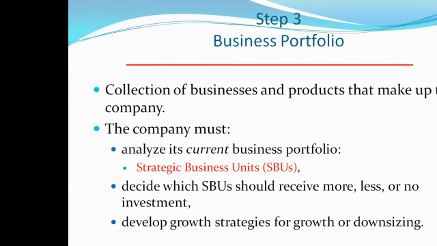First of all, what is a business portfolio? A business portfolio is a collection of businesses and products that make up the company. The company must analyze its current business portfolio. What is a strategic business unit, also called an SBU? Decide which SBUs should receive more, less, or no investment. That's how you do it in a company portfolio. And develop strategies for growth or downsizing.